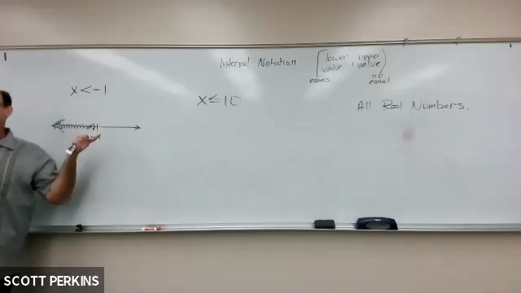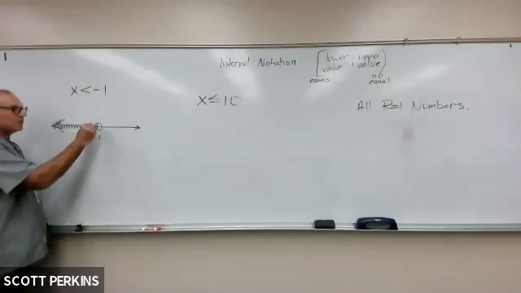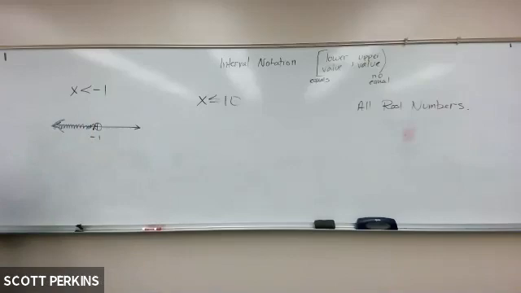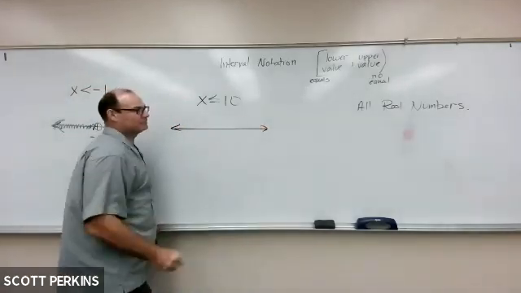This question is the same question I've asked a few other times. What am I going to put at the -1? Open circle, because there's no equality, there's no equal sign right there. So I put an open circle. There we go. So graph this one. X is less than or equal to 10.